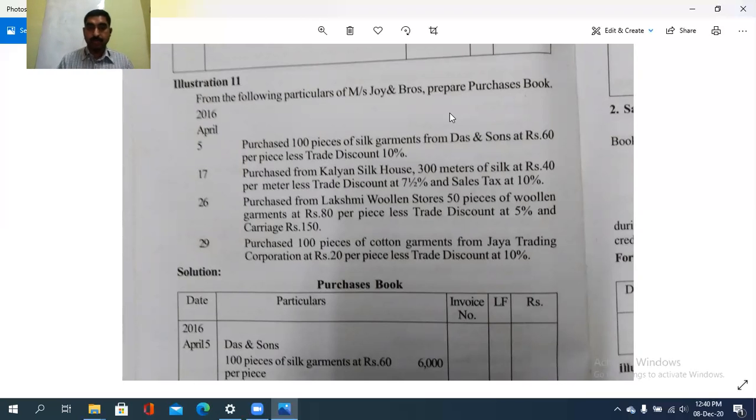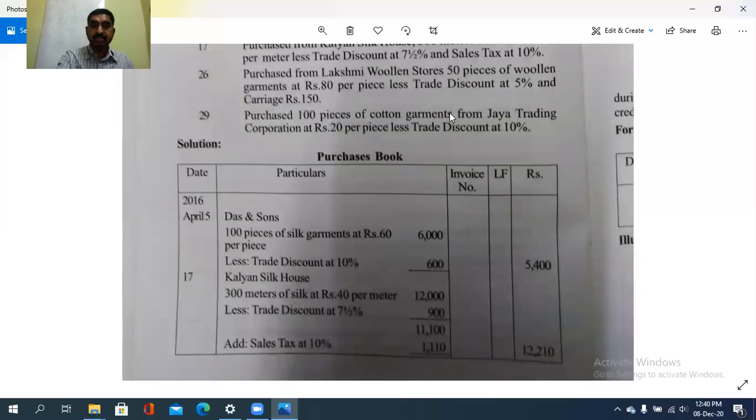10%. So the first case, Das and Sons, the supplier from whom we are purchasing 100 pieces of silk garments at rupees 60. But there is a trade discount of 10%. So 6,000, 10% is 600, which should be deducted, and 5,400 is what should come here. First case, look at the screen, less trade discount 600, 5,400.